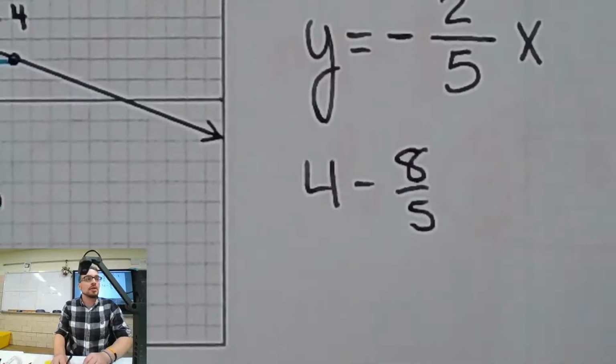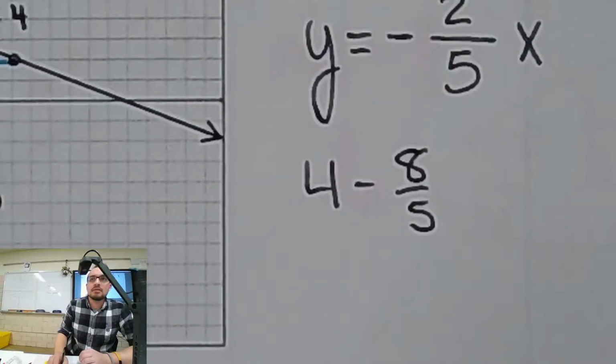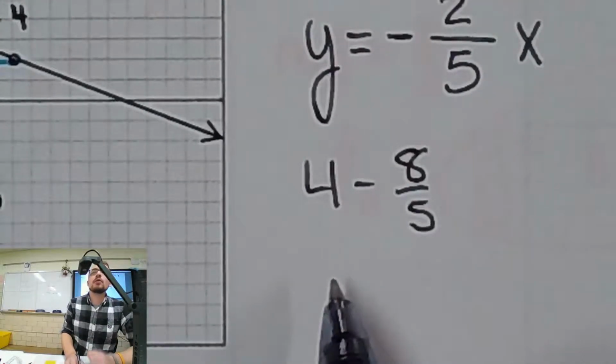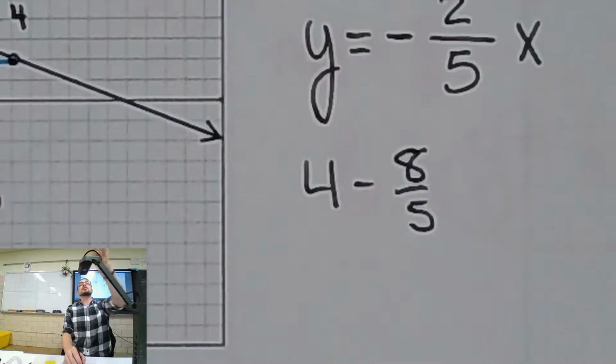No yawning in math class! How many fifths are in the number 4? Better question. How many fifths are in the number 1? 5 fifths. How many fifths are in the number 2? 10 fifths. How many fifths are in the number 3? 15 fifths. How many fifths are in the number 4? 20 fifths.